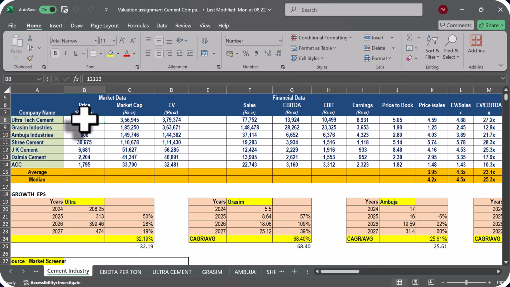So I told you one of the companies can be excluded from this group. Which is that company? Grasim, because Grasim itself is not... it owns 100% of Ultratech. So Grasim's financials include Ultratech's financials also.